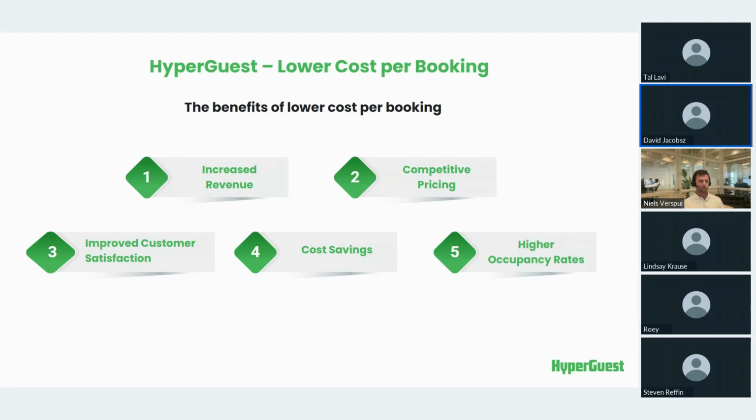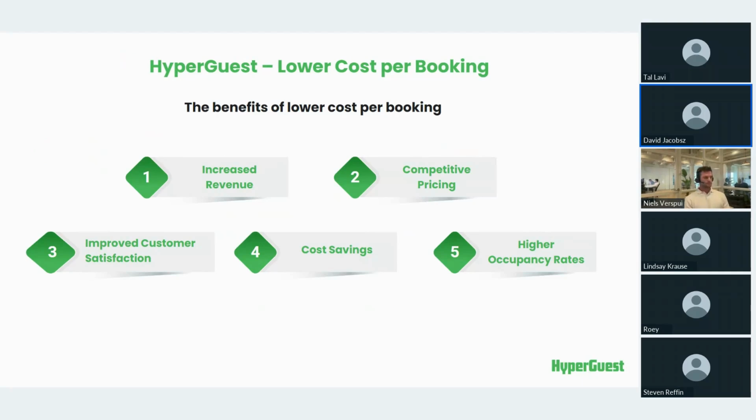Now, we all know, yes, we're talking about revenue. Yes, we're talking about occupancy. Yes, we're talking about average room rate. But what is that RevPAR, revenue per available room? That is what we ultimately want to increase. So I want to get the maximum for the lowest cost per booking. So that's what we drive.